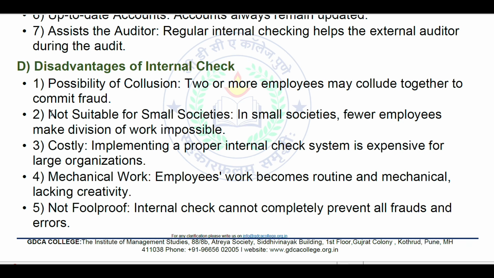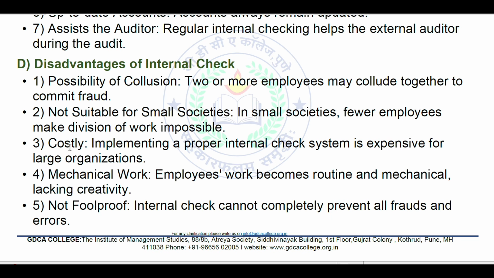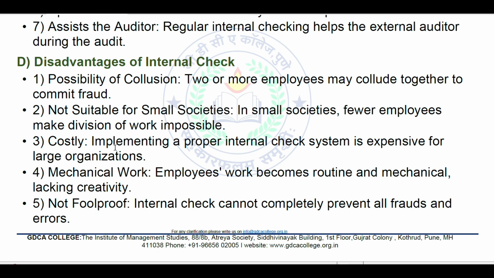What are the disadvantages? Number 1, possibility of collusion. Two or more employees may collude together to commit frauds. So this is very common in small organizations. Number 2, not suitable for small societies. It makes division of work impossible. Then number 3, costly. Implementing a proper internal check system is expensive for large organizations.